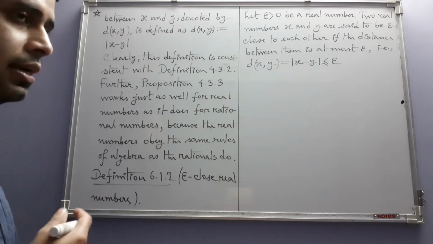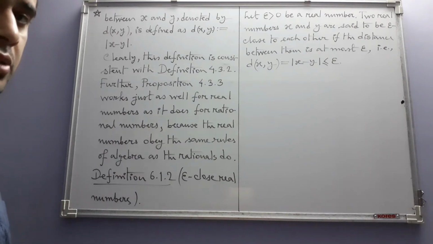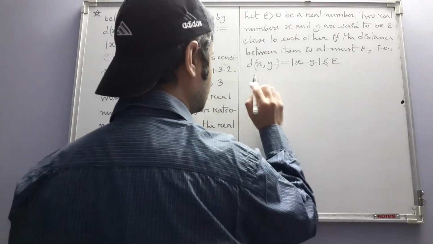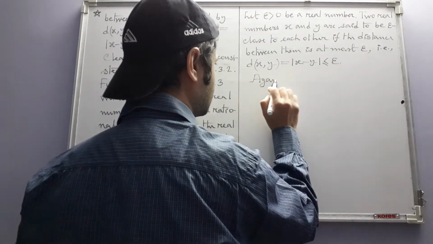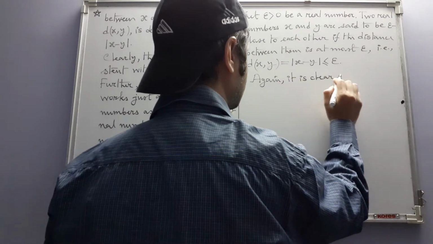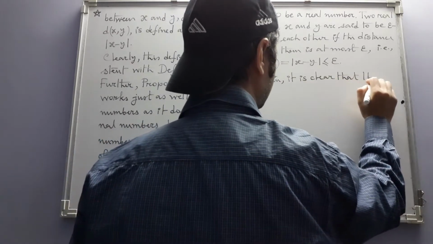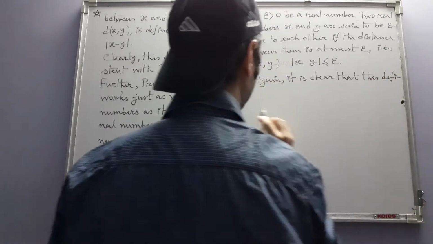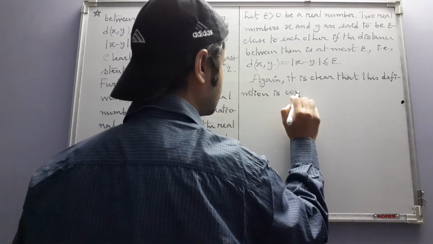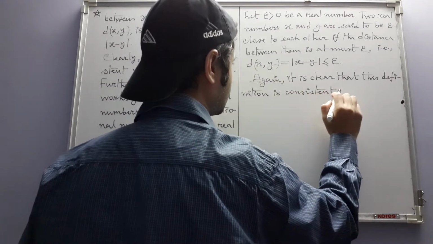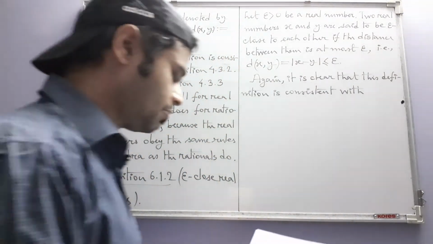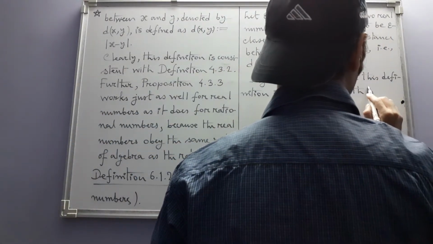Other ways of saying this is that x is epsilon close to y or y is epsilon close to x, same thing. Again, it is clear that this definition is consistent with the definition of epsilon closeness between two rational numbers, which is definition 4.3.4.